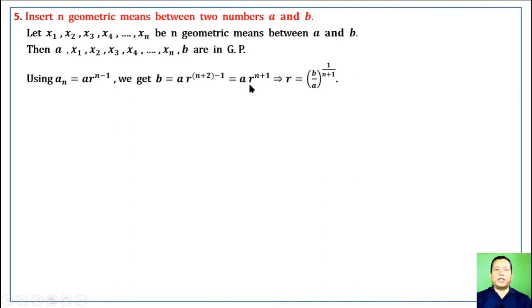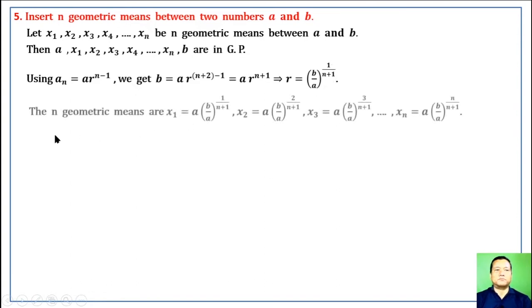Solving this, we get b equal to a times r to the power n plus 1, and solving, r is equal to (b by a) whole to the power 1 by (n plus 1). The n geometric means are x1, whose value is ar, r is this, and x2 is ar squared, whose value is this. x3 is ar cubed, whose value is this. So on, xn is a times (b by a) whole to the power n by (n plus 1). These are the n geometric means between a and b.